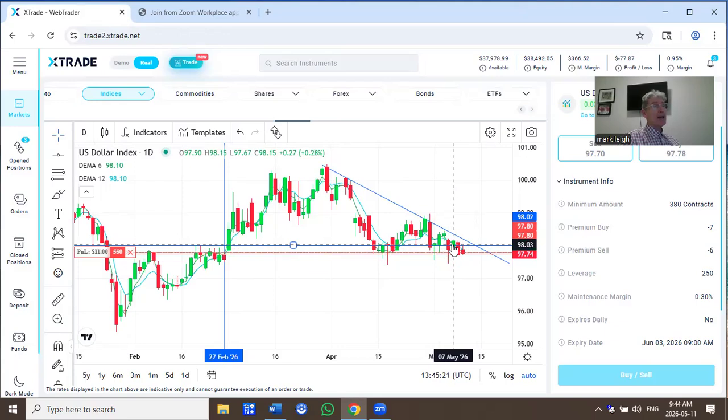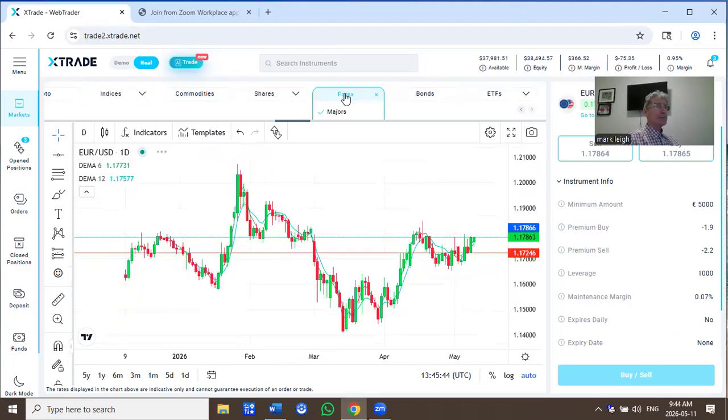We'll see whether that continues and whether this stubborn support at 97.70 area can be broken to the downside, or if we get a turnaround from weak to strong US dollar, buyers step in and look back up at the resistance or higher. But certainly weak US dollar to start the trading day. Let's have a look at the majors.